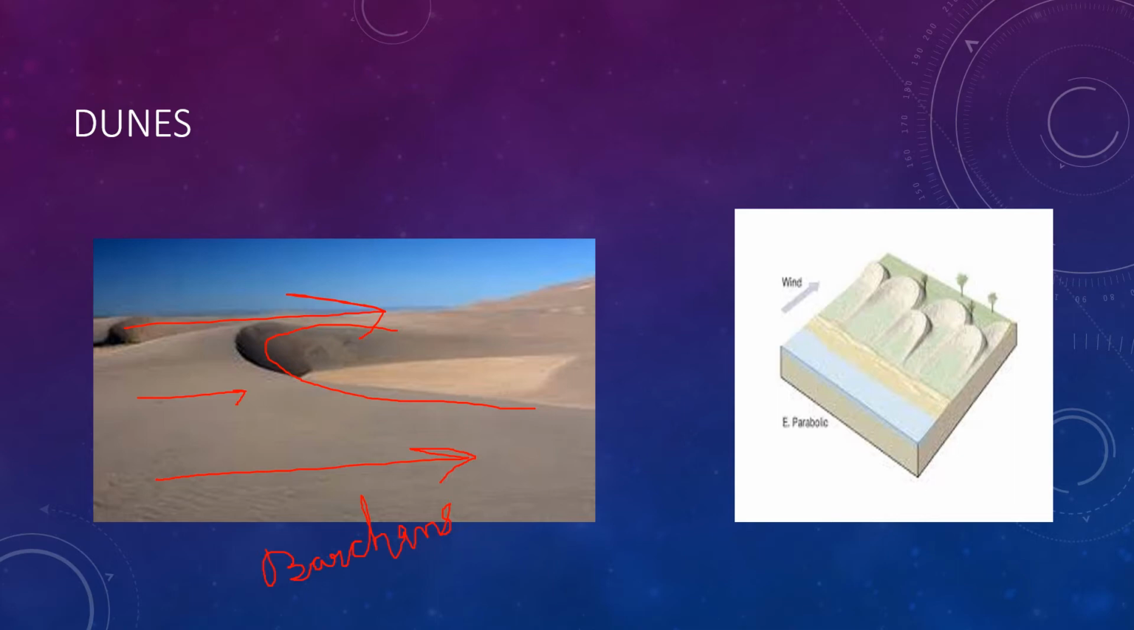But the parabolic dunes are formed when the crescent is in the direction of the wind. Wind is flowing in this direction, and the parabolic shape is also in this direction. These are known as parabolic dunes. These are known as Barjan dunes.